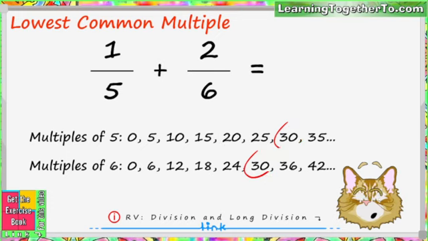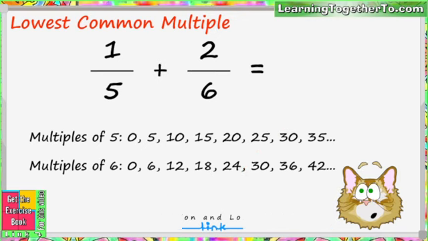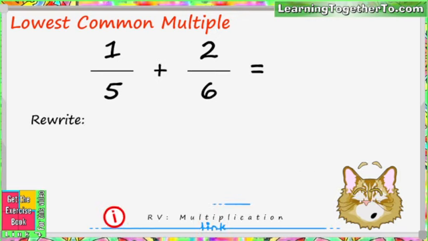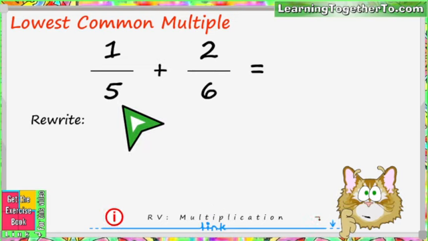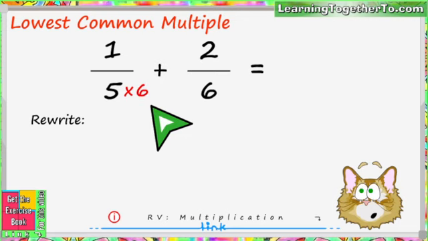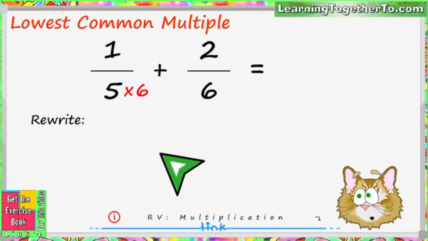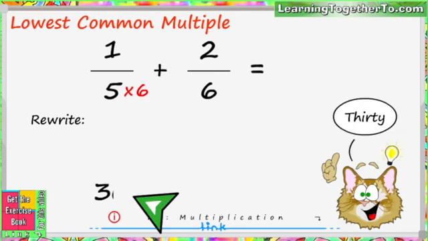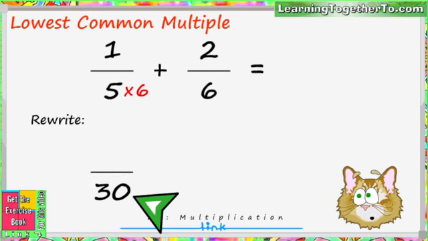To do that, let's rewrite our statement. Frank, now that we know that we want our denominators to be 30, what do we need to multiply 5 by to get 30? 6. Nicely done, Frank. 5 times 6 is equal to 30. Excellent, Frank. That's our new denominator.